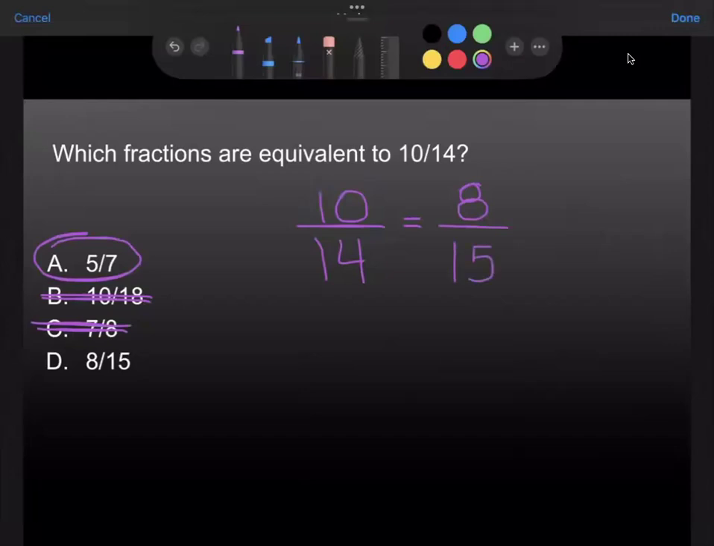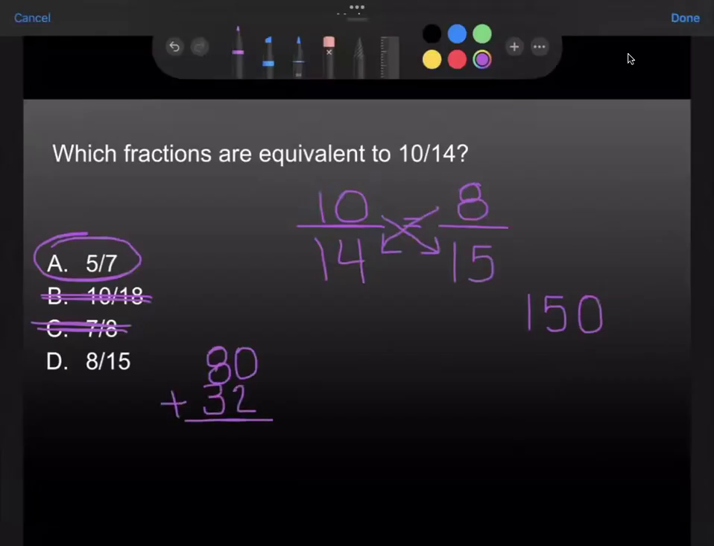I can't really tell about 10 to 8 or 14 to 15. So I'm going to do cross product. I know 10 times 15 would be 150. Now 8 times 14, well, I know 8 times 10 is 80, and then 4 times 8 is 32.